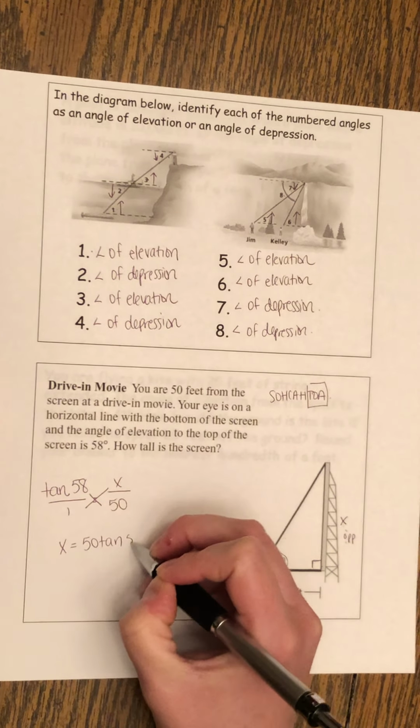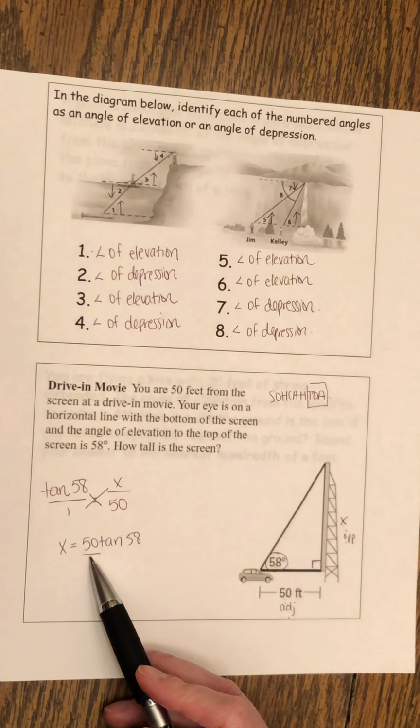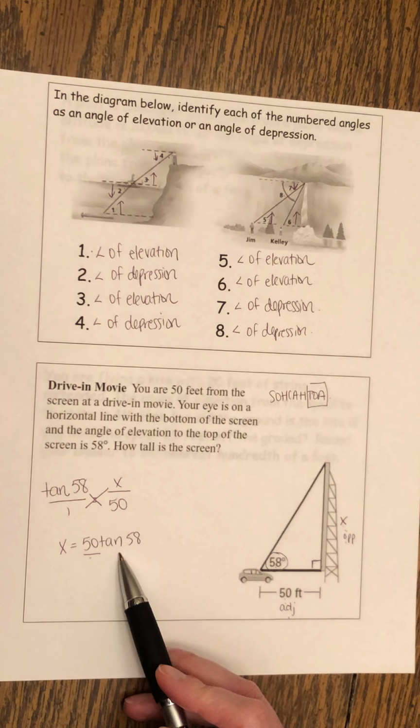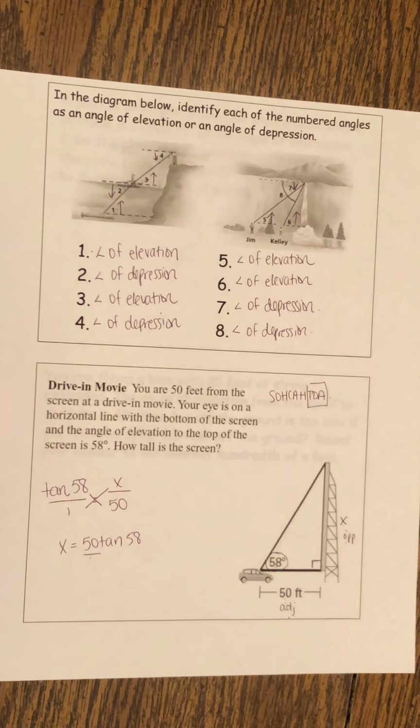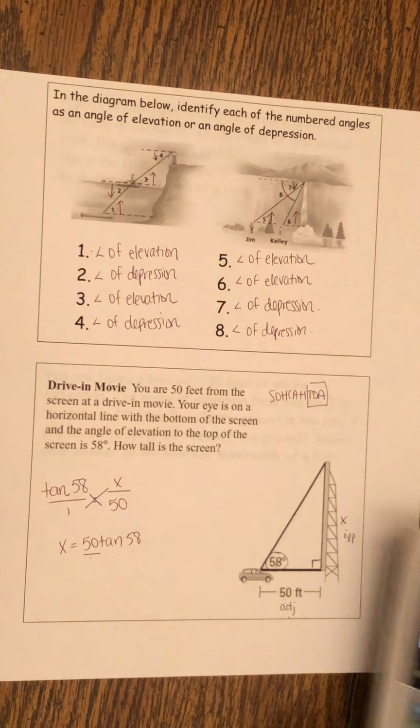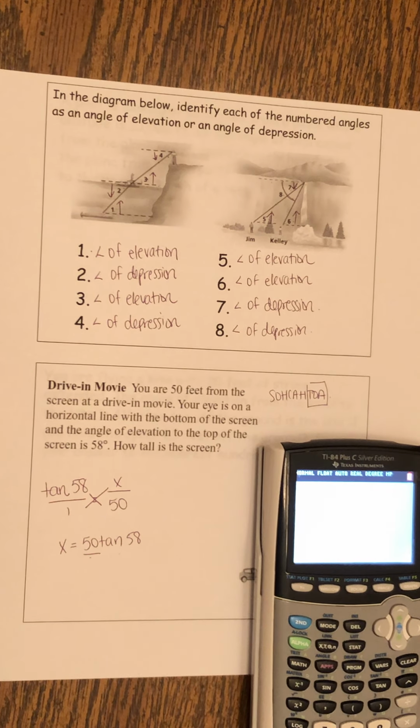Remember, I always like to write the coefficient in front of the trig ratio because it's easier to put into the calculator that way, and there's less error when putting that into the calculator. So we do need to have a scientific or graphing calculator in order to figure out what the rounded value is. So I'm going to pick up my calculator, put in 50 times the tangent of 58.